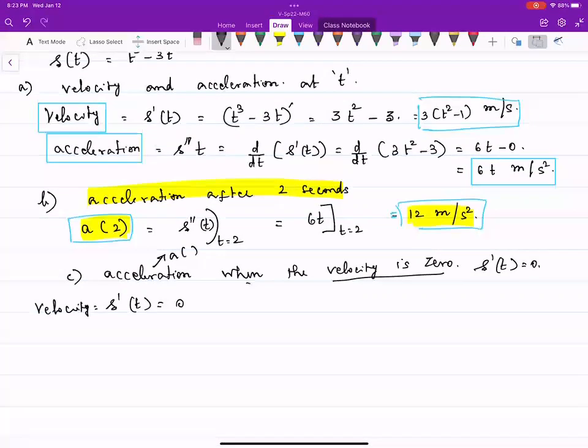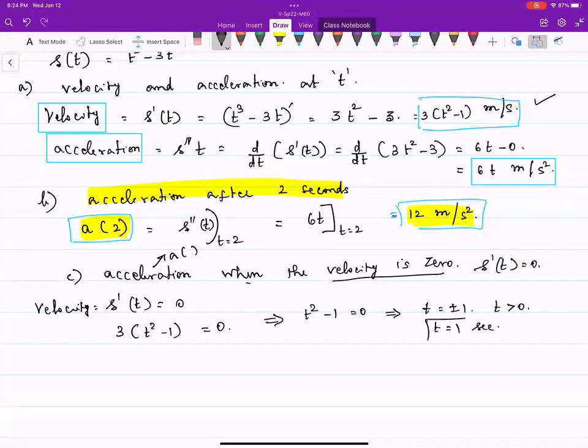What is the velocity from what we found out? It is 3 times t squared minus 1. So 3 times t squared minus 1 equals 0. If you divide both sides by 3, you get t squared minus 1 equals 0, which means t equals plus or minus 1. But time is always positive, so t has to be equal to 1 second. So after 1 second, the velocity becomes 0, or the particle stops.